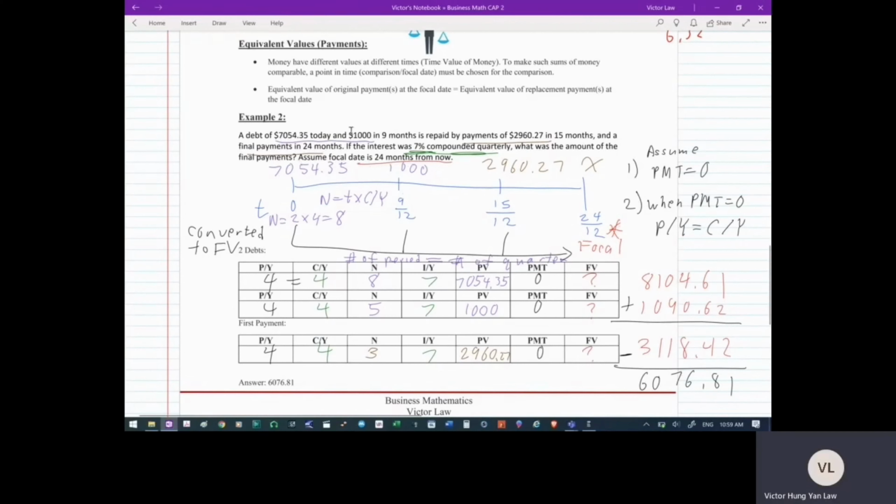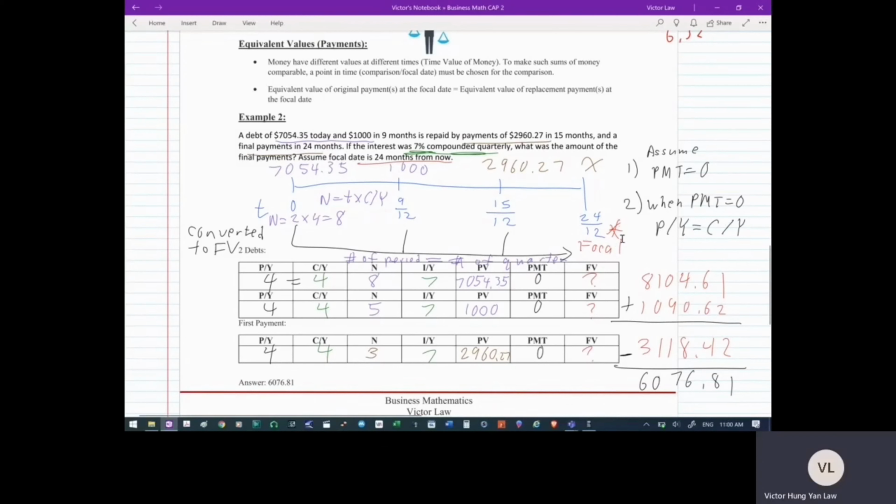So we have these 2 debt payments, and these 2 debts are repaid by 2 payments. One payment is $2,960, 15 months from now, so that is 15 over 12. And then we have a final payment 24 months from now, so our x is at 24 over 12. And we have the focal date, 24 months from now. At our focal date, we put a star there.